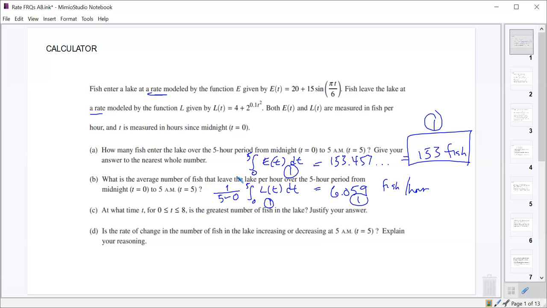It has to be 3 decimals, yes. Every single calculator question, if you use a calculator, do not round to less than 3 decimals unless they specifically tell you to. Like in part A, they specifically said nearest whole number, but in part B, they did not say that, so you must round to 3 decimals or more.